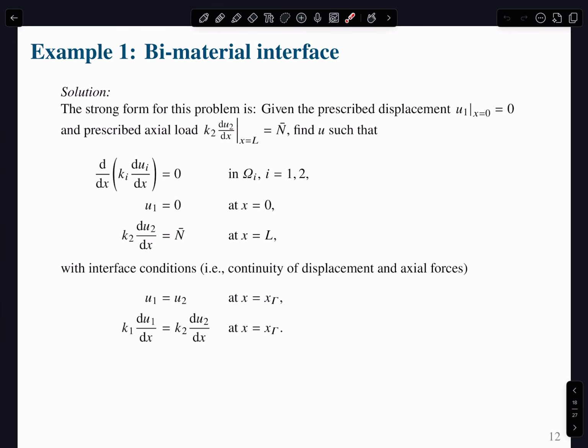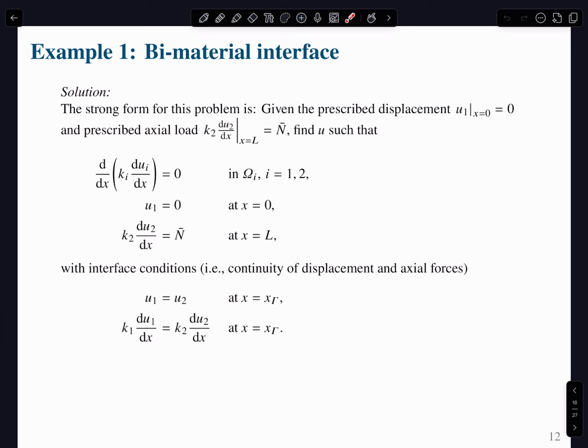So how do we do that? Well, of course, one of the things that we had to do for this problem is to enunciate the strong form of the boundary value problem. And this is the way we do it, right? Given the prescribed displacement, so of course, we tell what the value of the displacement is at the left end is equal to 0, and the prescribed axial load is equal to n, whatever value that may be. Find u such that our differential equation is satisfied at every point along the bar.